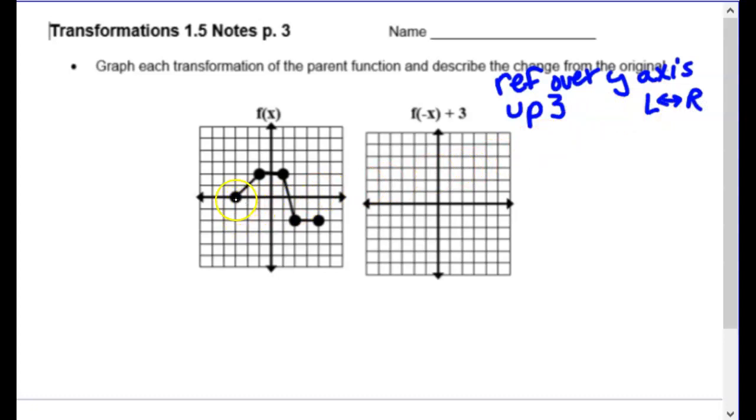If we reflect this, this was -3, 0. It's going to become +3, 0. These two, if we reflect, will stay the same. So it would look like this. This dot right here, if I reflect over the y, would be here. And this one that was 1, 2, 3, 4 would be 4 this way. That is the f of -x. What do we still have to do to that though?